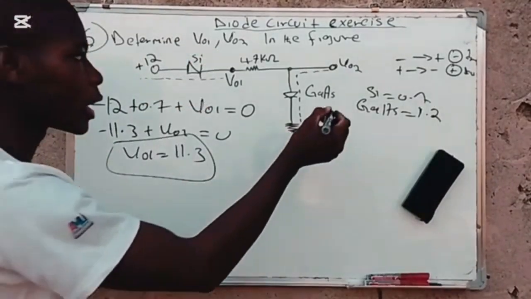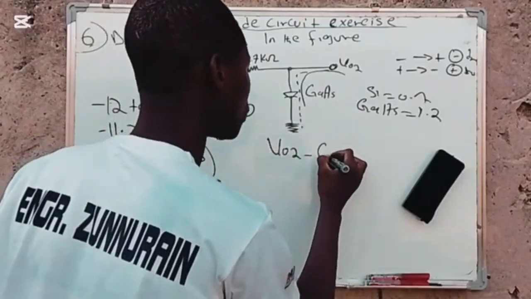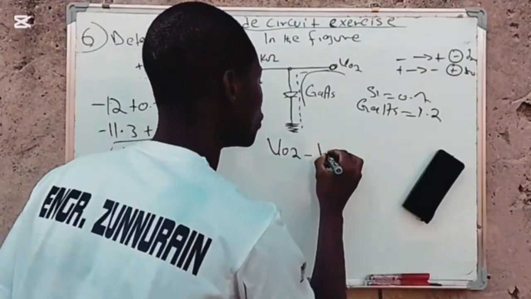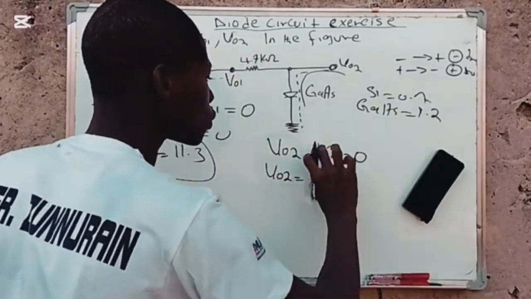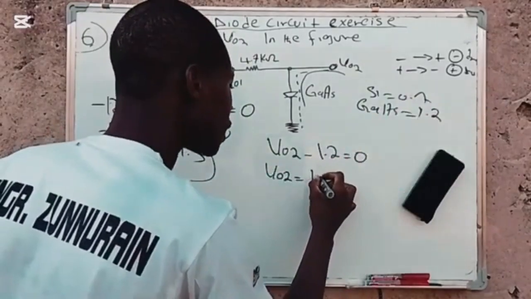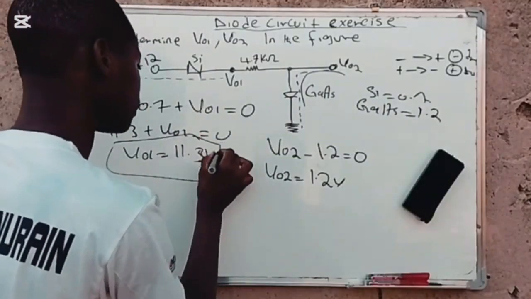So what of VO2? I'm going to start here. So therefore, VO2 minus gallium arsenide, which is 1.2, should now be equal to 0. So VO2 should now be equal to, when this crosses the equal sign, 1.2 volt. I have to put volt.